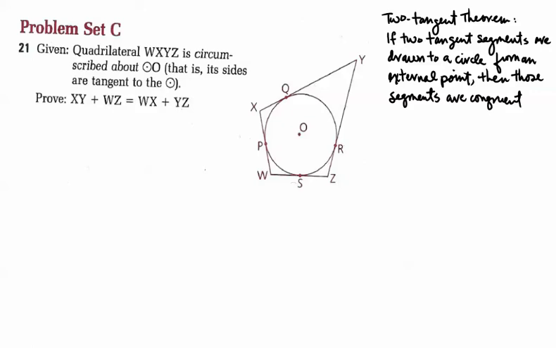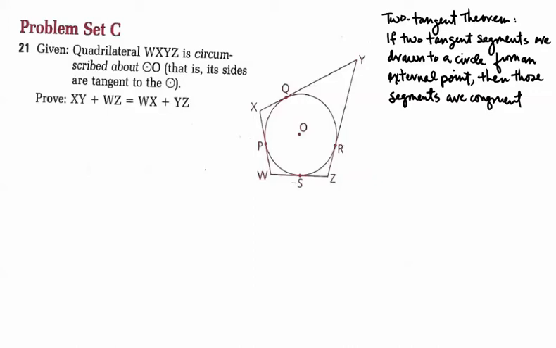In Chapter 10, Section 5, Problem Set C, number 21, we're given this quadrilateral WXYZ that is circumscribed about circle O. That simply means that its sides are all tangent to the circle. And we're trying to prove that segment XY plus WZ is equal to segment WX plus YZ.